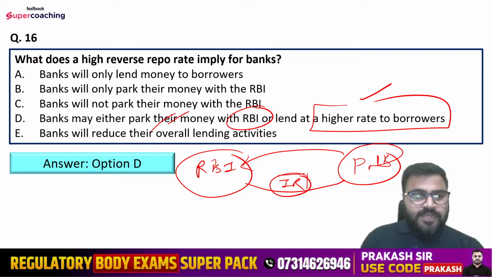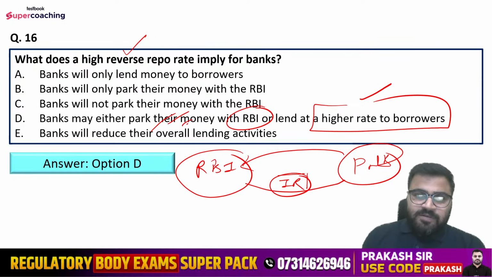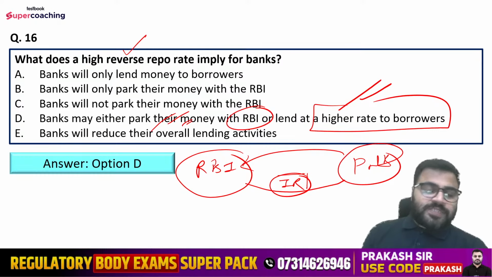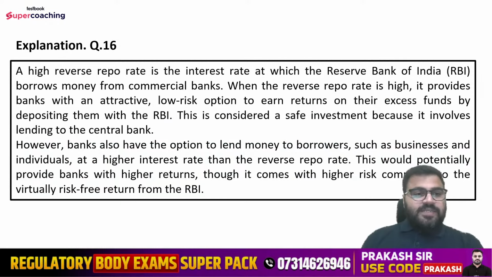So what would happen in this case? If RBI is increasing the reverse repo rate, then banks will obviously be motivated to keep funds with the RBI. So they have two options: either they can keep their money with the RBI, or they can lend to the borrowers at a higher rate, right? Both options are open for the banks, and hence option number D is the right answer here. So the reverse repo rate is the interest rate at which the RBI borrows money from commercial banks. When the reverse repo rate is high, it provides banks with an attractive low-risk option to earn returns on their excess funds by depositing with the RBI.